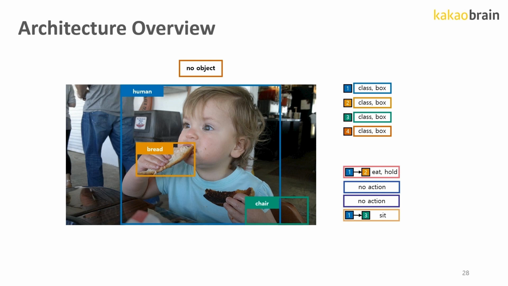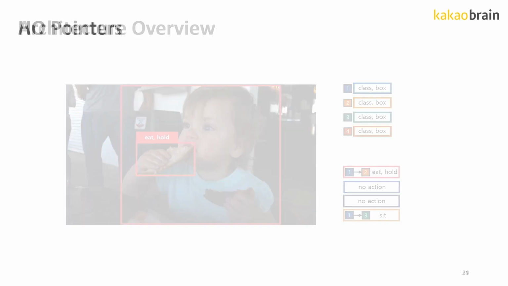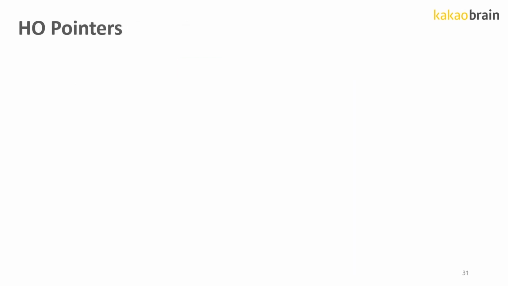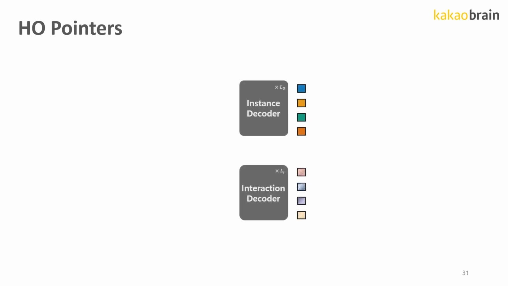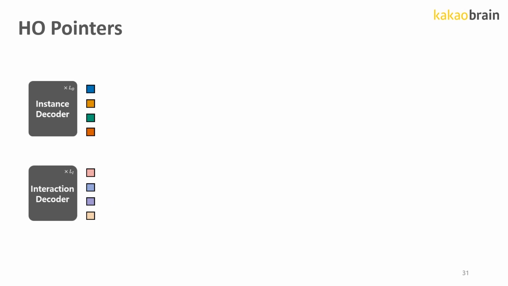The key of the fast and accurate detection of our model is how we simultaneously associate the objects with the appropriate interaction. We refer to this process as HO pointers. Now let's take a look at HO pointers. The interaction feature vectors are fed into three fully connected layers that each infer the human feature vector of the interaction, the object feature vector of the interaction, and the interaction labels.